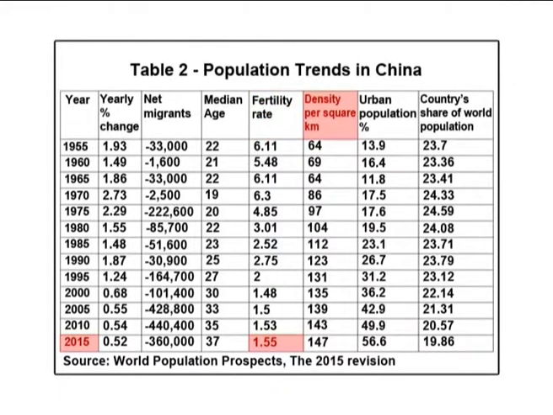The density of population has shown a rapidly increasing trend and more than doubled to 147 per square kilometer in 2015. The Chinese economy is also rapidly urbanizing, due to which more than 50% of the population was residing in urban areas in 2015. The share of China in world population has declined to around 19% in 2015 from 23.7%.